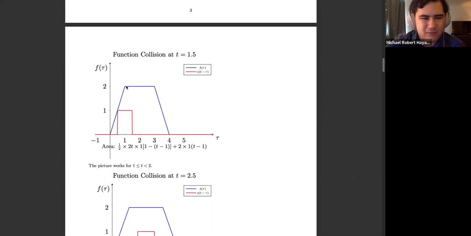Now we also have an overlap of squares. So this is just the area of a rectangle. So the height of it is 2 times 1. And then the width of the triangle is this leading edge t minus 1, because that's where it flattens out.